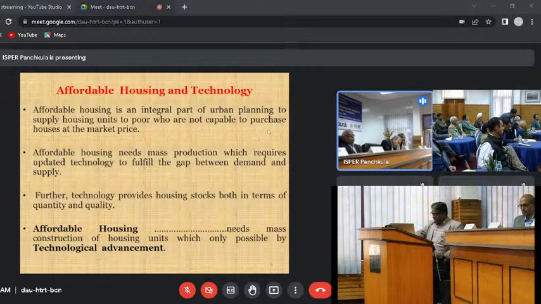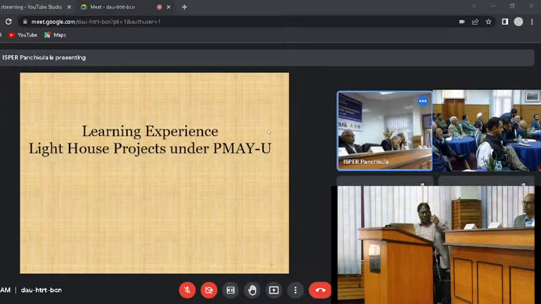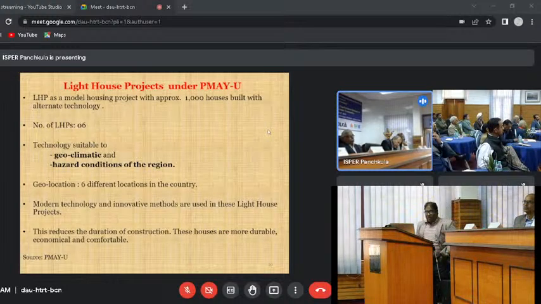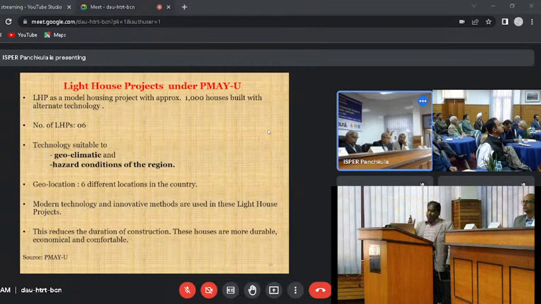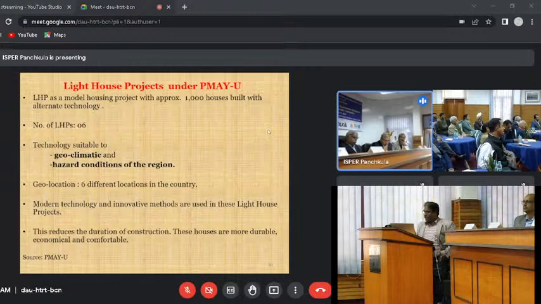Now let us have a case study of how technology can help prepare an affordable housing scheme. The Lighthouse Project comes under the Pradhan Mantri Awas Yojana. It is a model housing project in which 1,000 houses will be built with alternate technology. The Government of India has selected 25 alternate technologies, and based on these technologies we have to complete this project. The total number of Lighthouse Projects, on a pilot basis, is only 6.